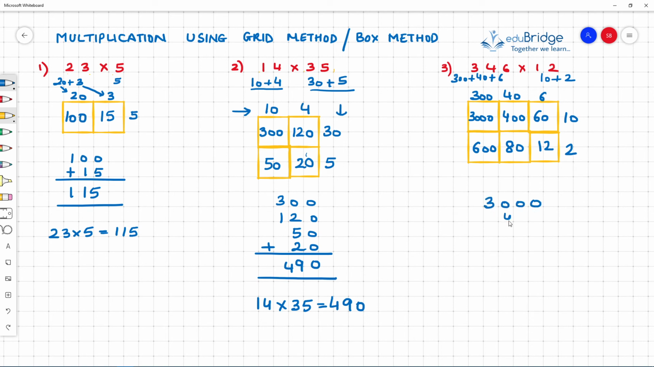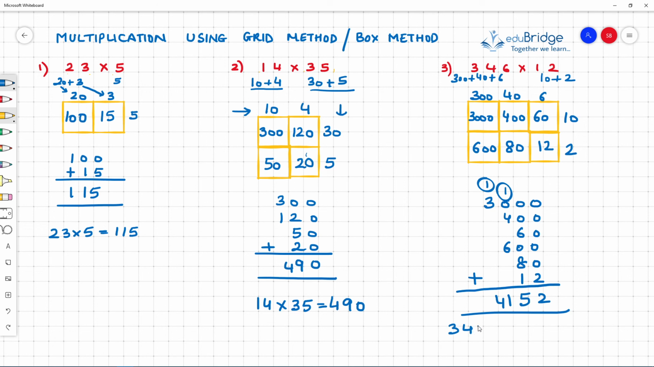So 3000, 400, 60, 600, 80, 12. You can arrange them in any order you wish to. So let's add them up. We have 2 here, 8 and 6, 14 and 1, 15. 15, 1 is the carryover, 6 and 4, 10 and 1, 11. Again 1 carryover and 4. So your answer for 346 times 12 is 4152.